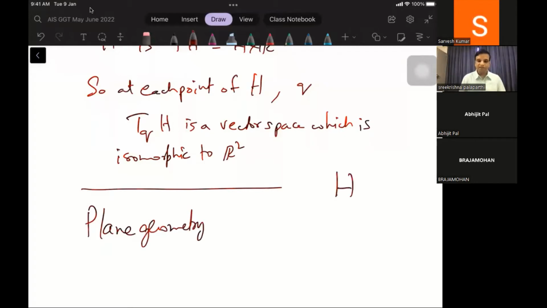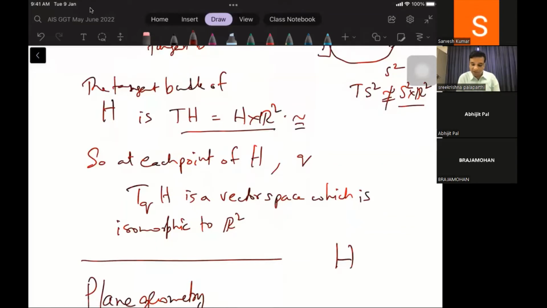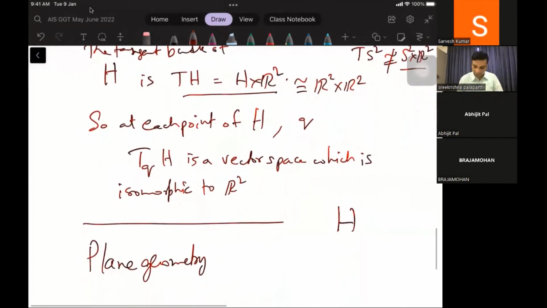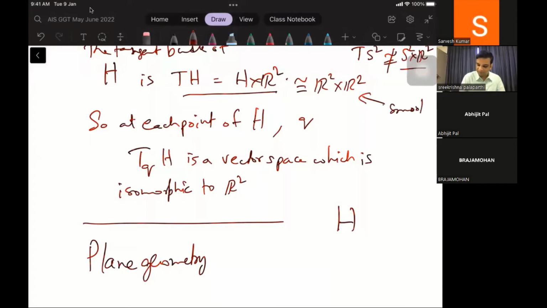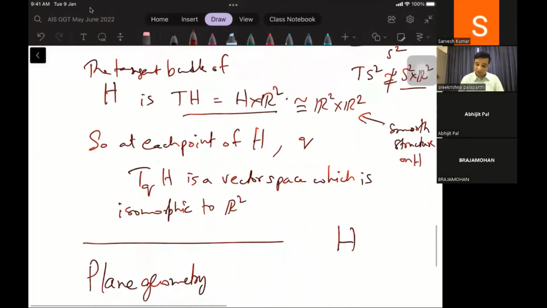First we have this space H, which is homeomorphic to R2. In the world of topological manifolds, H is nothing but R2. When we put the structure of tangent bundle on H, we get TH is H cross R2, but as a manifold, this is nothing but R2 cross R2. There is no difference so far. This is called putting a smooth structure on that particular H. The smooth structure on H is not different from the smooth structure on R2, so you get a manifold which is diffeomorphic to R2.